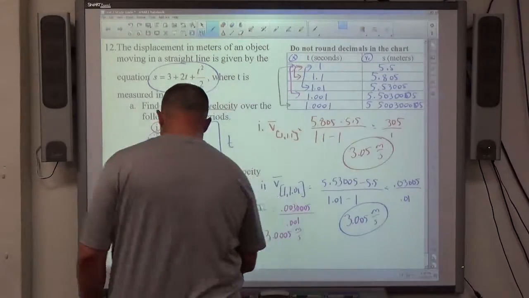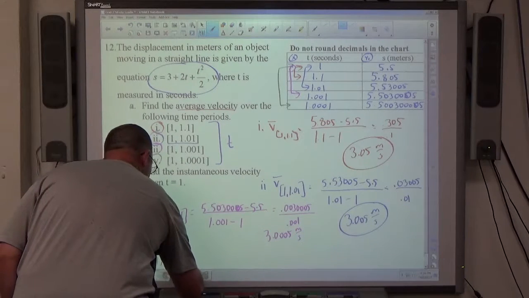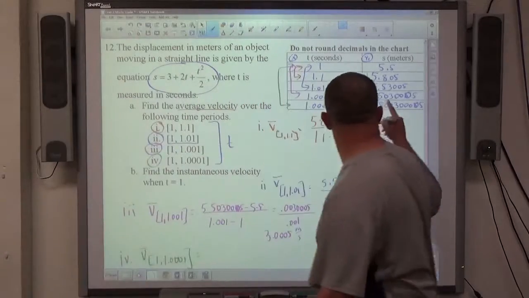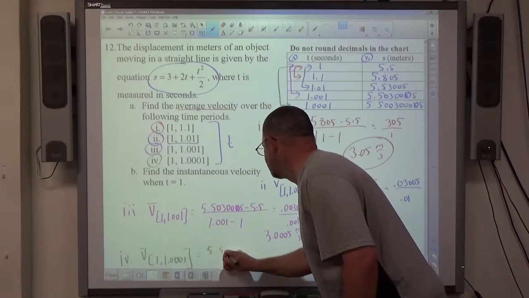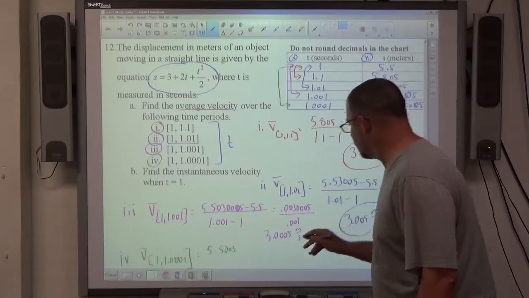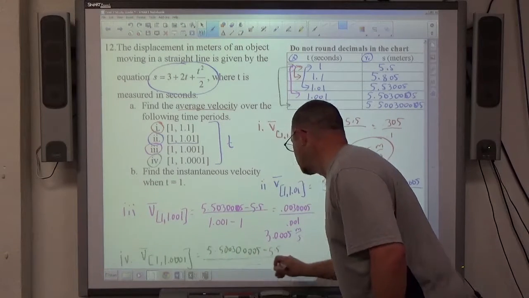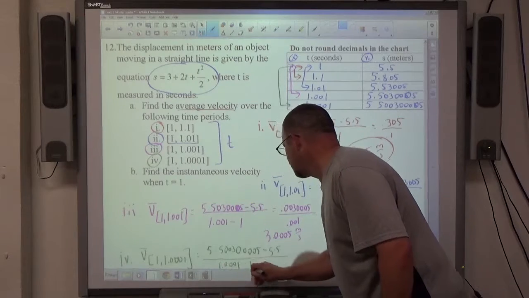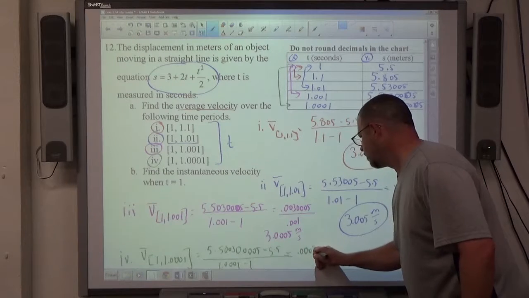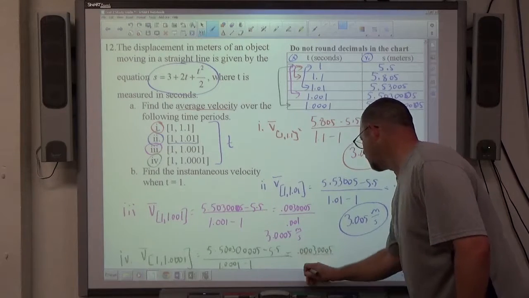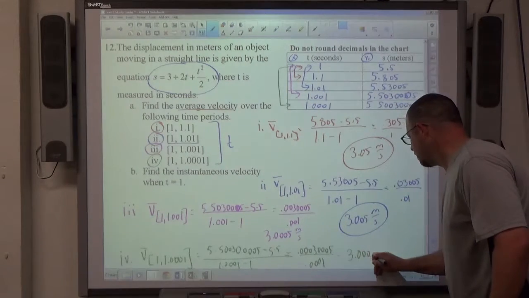Finally, for number 4, we're going from 1 to 1.0001, so y2 minus y1 over x2 minus x1. So the velocity from 1 to 1.0001 is going to be 5.500300005 minus 5.5 all over 1.0001 minus 1. That comes out to 0.00030005 over 0.0001, which ends up being 3.0005 meters per second.